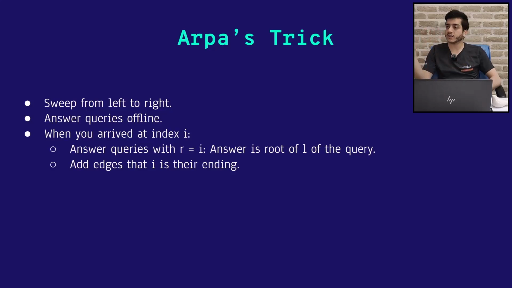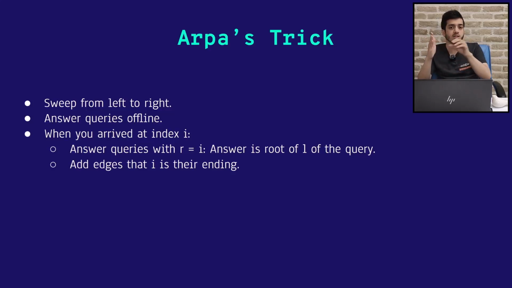Note that at the beginning we don't have any edges, right? So we only include edges that are ending before I. And when I is 0, we don't have any edges. So we go from I = 0, 1, 2, 3 to n minus 1. And when we arrive at index I, we have already added all of the edges that end before R. So we are ready to answer queries that end at R.